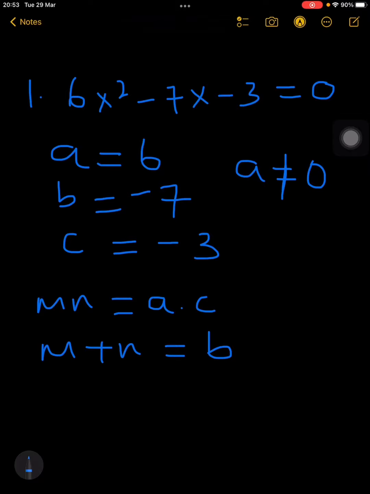So from our equation, our value of a is 6, our value of c is negative 3. Please don't forget about the negative sign. So when we multiply the two, we get negative 18. This is equal to negative 18, and our b is equal to negative 7. So which two numbers, when I multiply them, I get negative 18, but when I add the same two numbers, I get negative 7. Please think about it for a second.